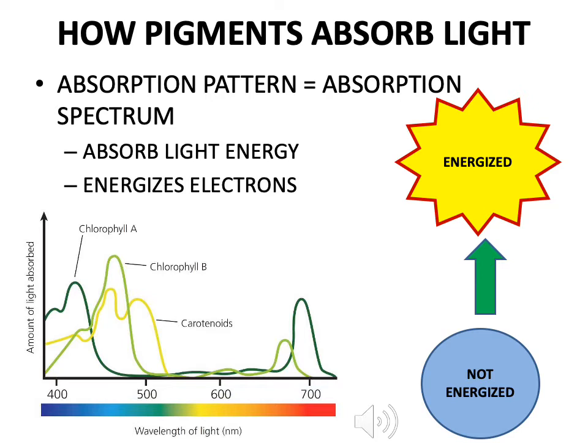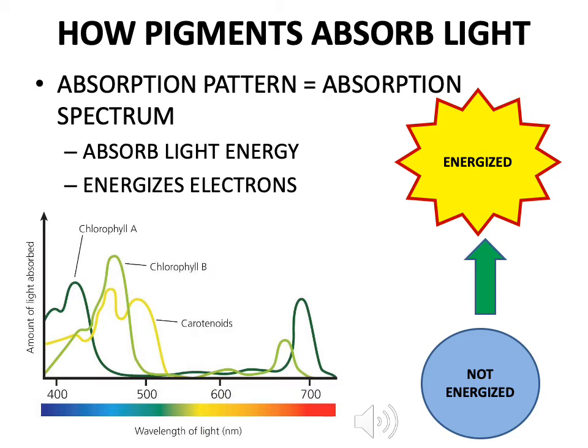Now, if I look at the graph, I notice that the y-axis, which is the one that's going up and down, is labeled amount of light absorbed. And across the bottom, the x-axis, I see wavelength. So I see the different component colors of white light. I could have violet light, blue light, green light, yellow light, orange light, and red light shining on the plant. Now, those different colors of light are going to be absorbed differently.